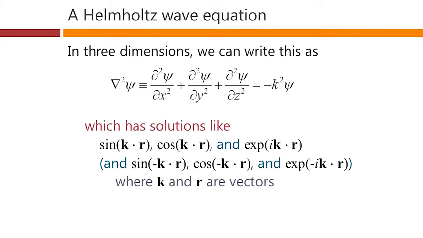And again, this one has solutions similarly, sine k dot r, cos k dot r, e to the i k dot r. And we checked that out before. And also with the minus signs in front, these are all solutions. And of course, k and r here are vectors. But this is a simple 3-dimensional version of a Helmholtz equation.